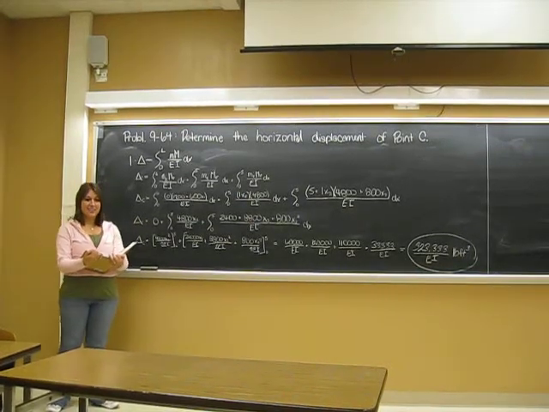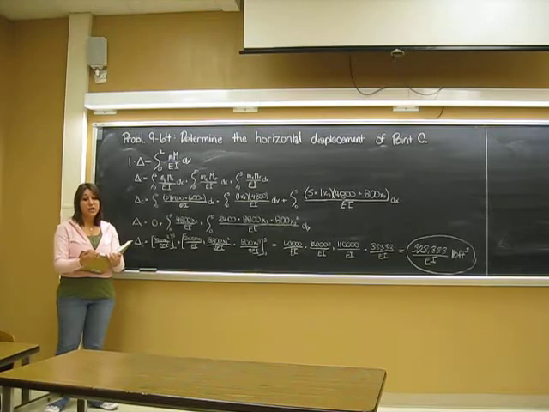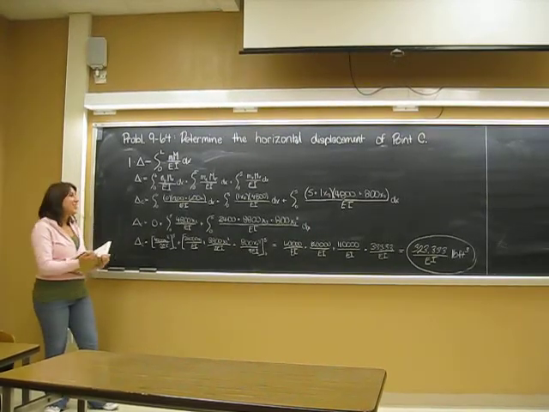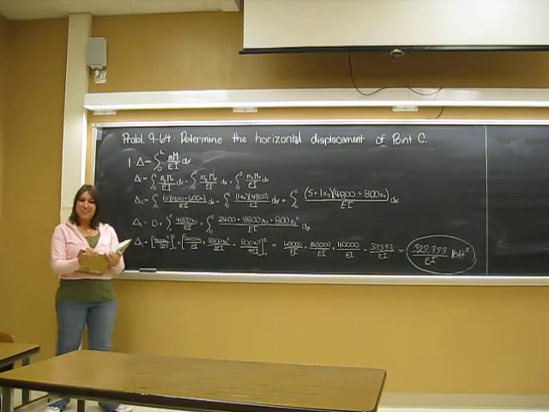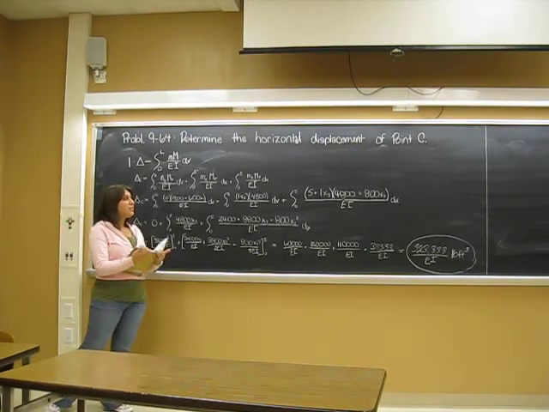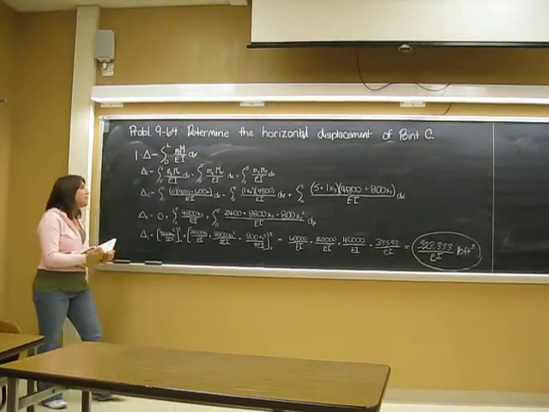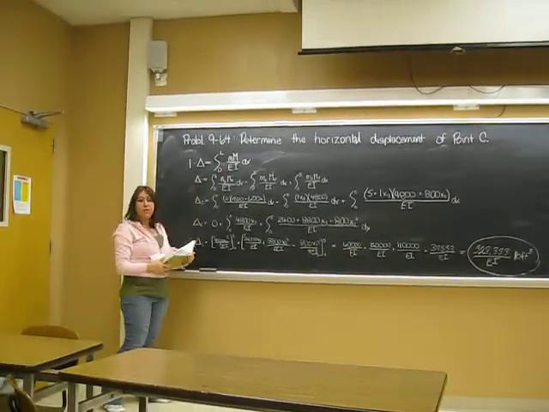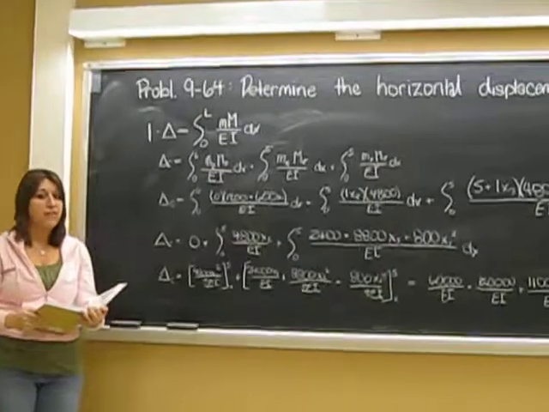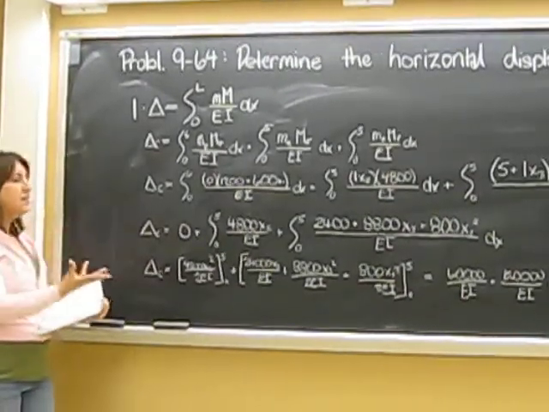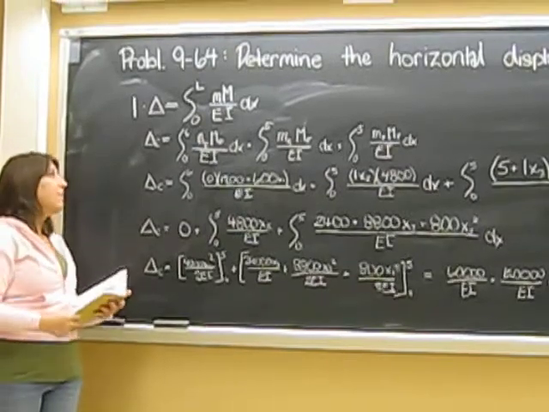Thanks Adriana and Chris for showing us how to find the internal moments in both the real and the virtual frame. So my name's Kirsten, and I'm going to put what they did together to determine the horizontal displacement at point C. We're going to use this equation right there. You can find that in section 9.5 of the book, and I'm just going to summarize what they have to define the different variables that are in there.